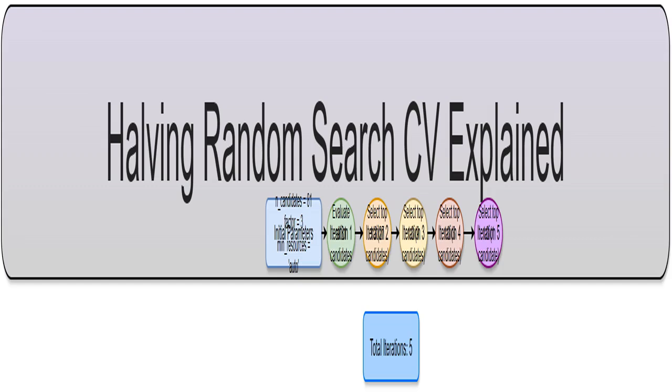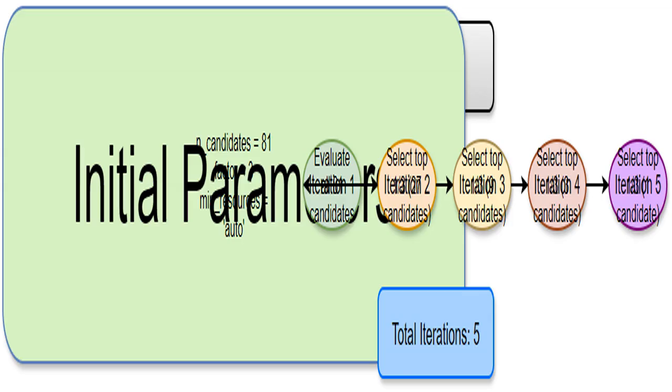I'm explaining HalvingRandomSearchCV, a hyperparameter tuning technique in machine learning. It's like a race where we start with many options and gradually eliminate the weaker ones. We begin with 3 key settings.